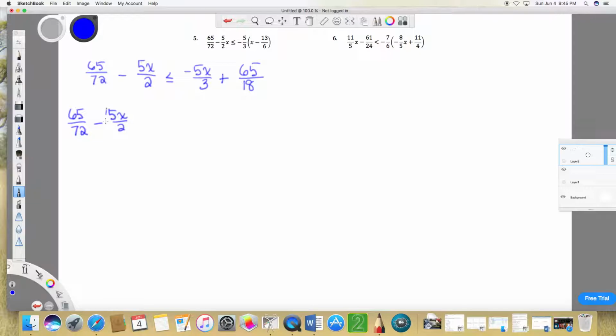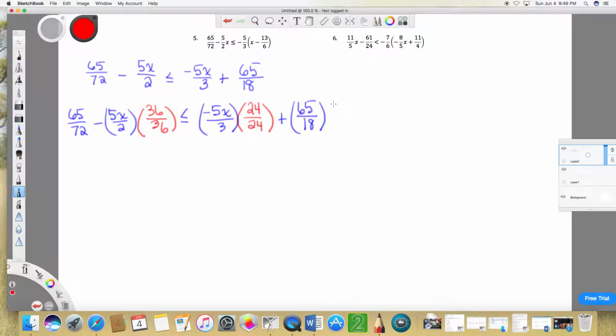The second term over here, we'll multiply this by the number 1, but we'll write 1 as 36 divided by 36. On the right-hand side, we need a denominator of 72, so we'll multiply by the number 1, but we'll write 1 as 24 over 24. And then, again, we need a denominator of 72, so we'll write this as 4 over 4. All right, so that gets us a positive 72 as a common denominator to every term.